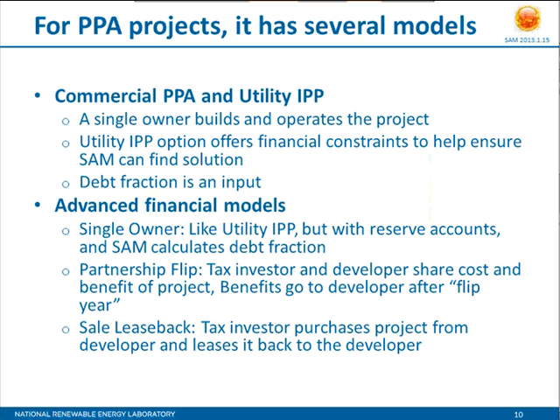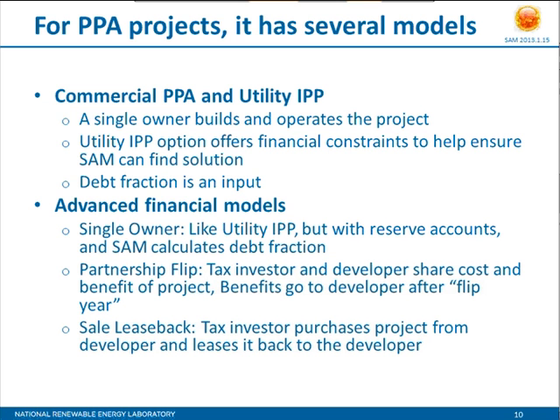Okay, so there are several models for PPA projects. The commercial PPA and utility IPP model are basically two versions of the same model. They are the original financial model in SAM. And they assume that a single owner builds and operates the project. That was sort of an important feature of these models: the debt fraction is an input. So you specify the project debt as a debt fraction.